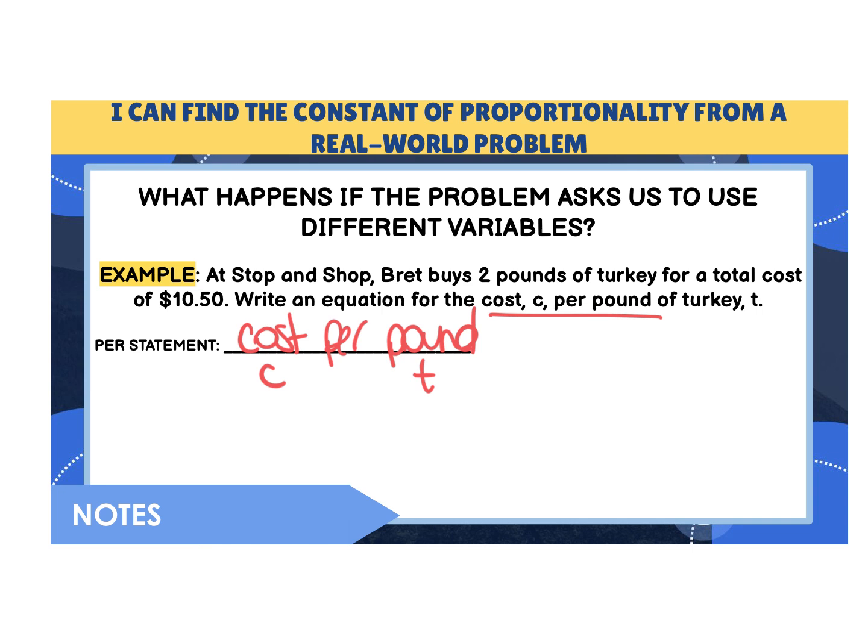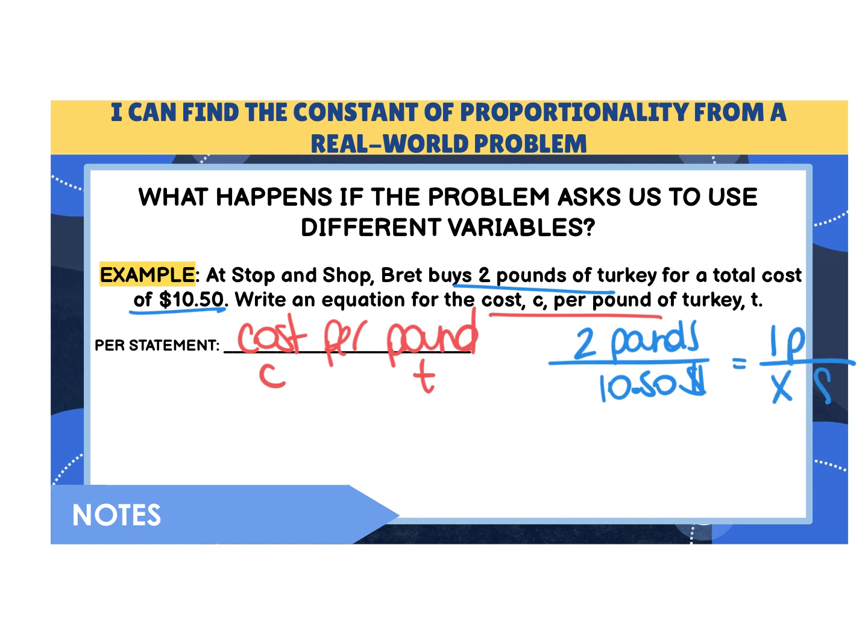We still need to find the constant, so I'm going to use 2 pounds for $10.50. So I'm going to write 2 pounds over 10.50. And we want per pound, so 1 pound over x. And we can solve like normal, so 2x equals 10.50, cross multiply, divide by 2. And so x is going to equal, I believe, 5.25, but let me just check my calculator. Yep, 5.25.